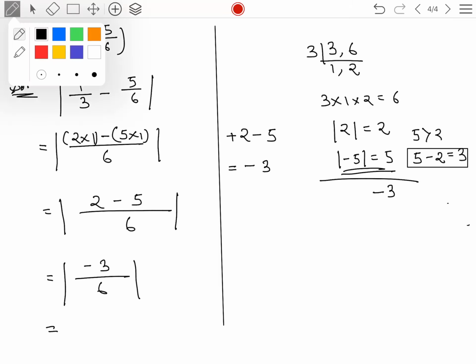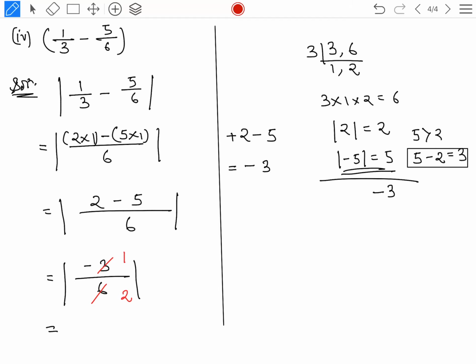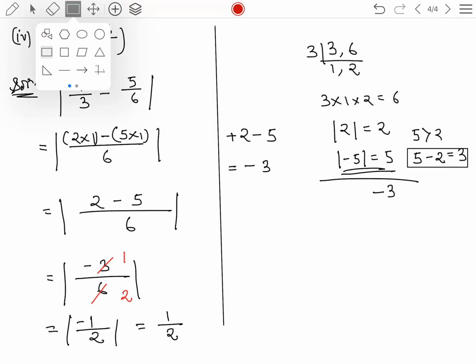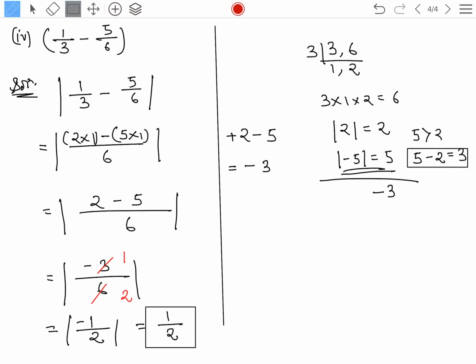So here we found minus 3 by 6. Then what can we do? We can cancel because 3 1s are 3, 3 2s are 6, yes or no? So what will it become? It will become minus 1 by 2, the absolute value of minus 1 by 2. Absolute value of minus 1 by 2 means how much? Remove the minus sign, 1 by 2. Absolute value is always positive. So your answer is 1 by 2. I think you've understood how to find the absolute value.